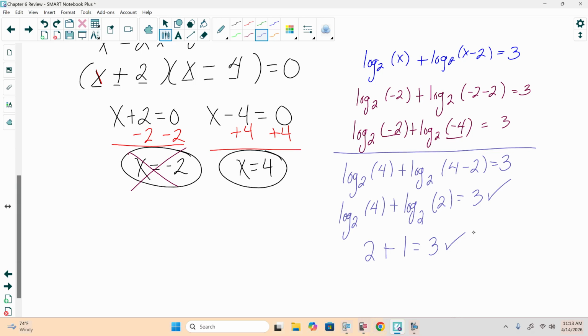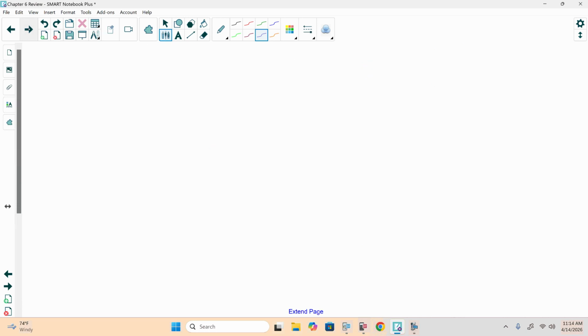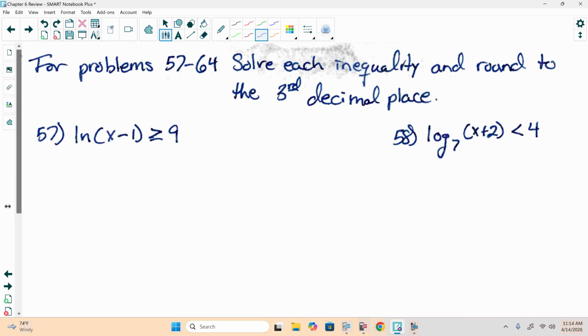Questions on this here? Okay, that brings us to the last type of problems, our inequalities. We're going to do 2 with logarithms, then we're going to do 2 with exponentials.